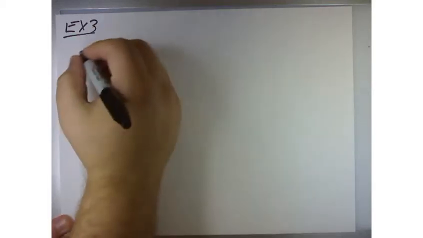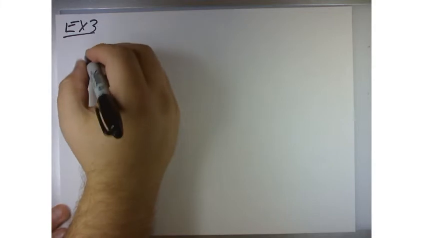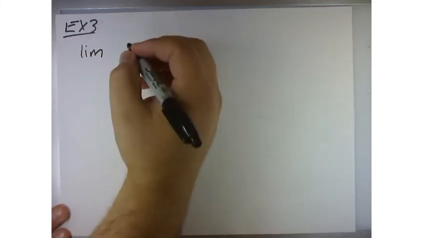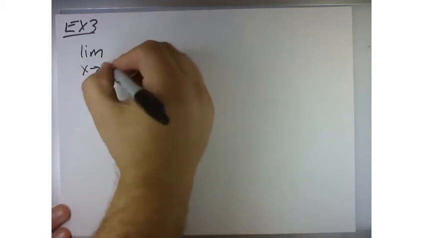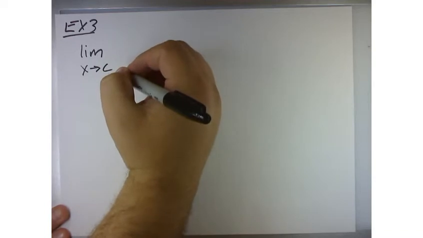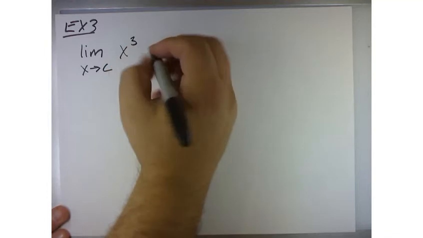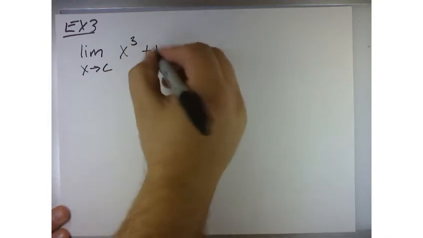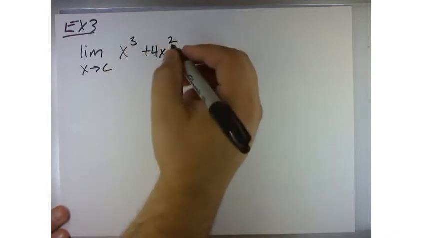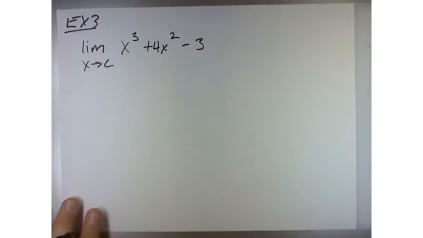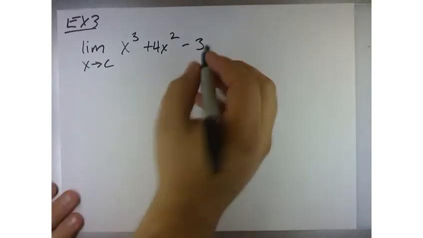We're going to try to apply some of those properties. So what we're going to do is find the limit of a function as x approaches c, of x cubed plus 4x squared minus 3. Okay, so now we're just going through the phases of how we would normally do this.